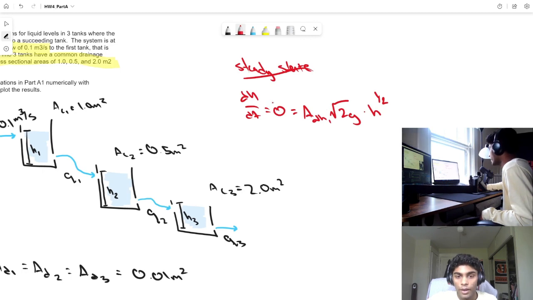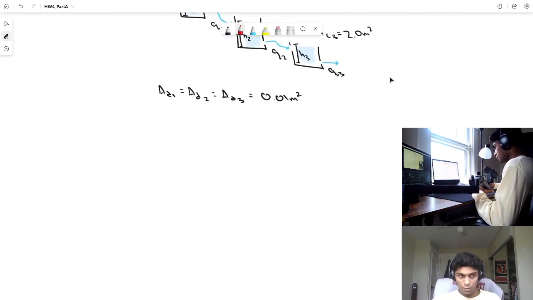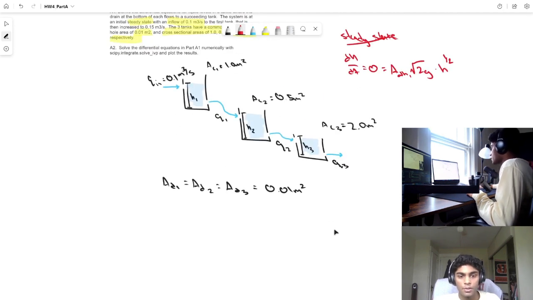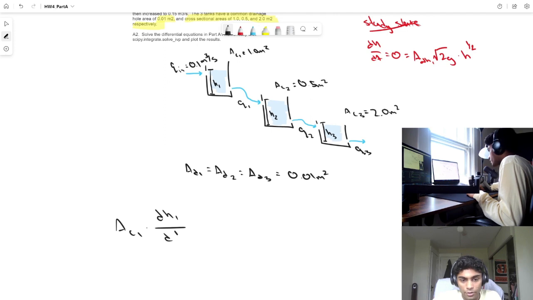So using this, we can try and find our flow rates between each of the three tanks. Let's start deriving some differential equations for this. The first thing we can look at is we have a definition for dH/dt here. So we could relate that to our cross-sectional area and find the flow rates between tanks. The cross-sectional area of 1 times the differential of height over time is going to be equal to basically Q in minus the Q out.